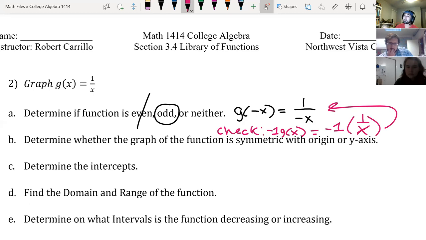Okay, which means we can answer the next question. If it's odd, what are you symmetric with? The origin or the y-axis? The origin. Good. Symmetric with the origin. And again, we want to do both checks. So let's go ahead and graph 1 over x.